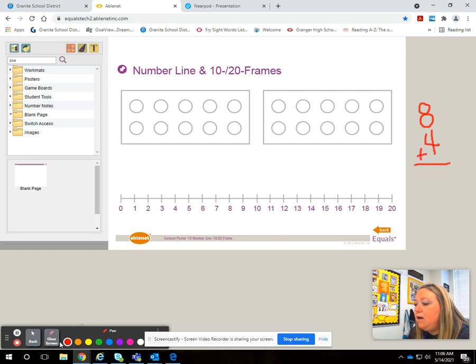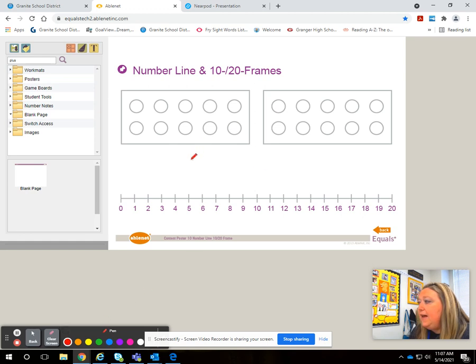Let's figure out what that answer is going to be. So right here, we'll look at our first number, 8. We're going to find 8 on the number line, and we're going to add 4 to it. So that means I need to add 4. 1, 2, 3, 4. If I move 4, that gives me the answer of 12. My answer is 12 for that one. Very nice. Let's try one more using the number line, shall we?